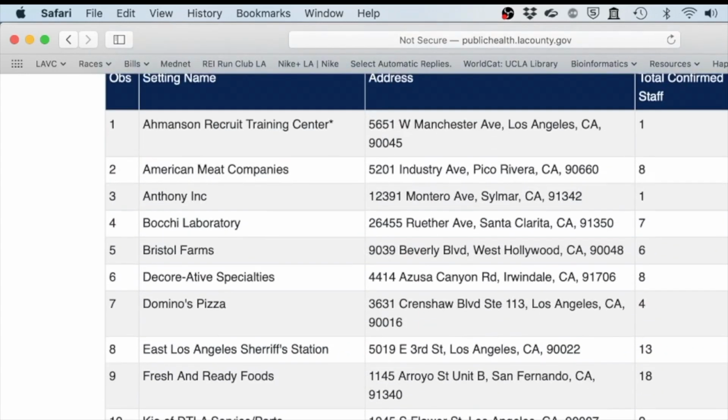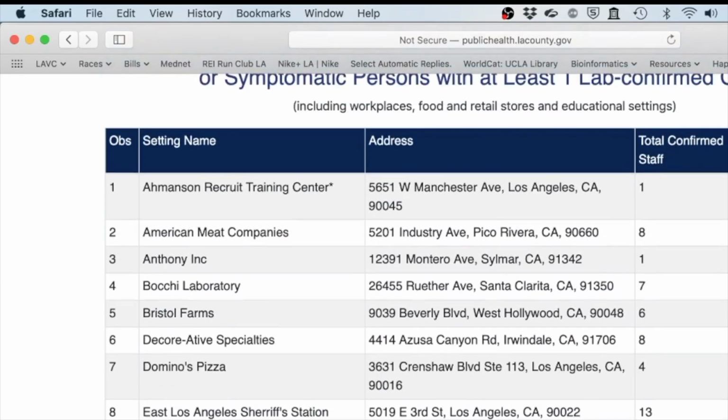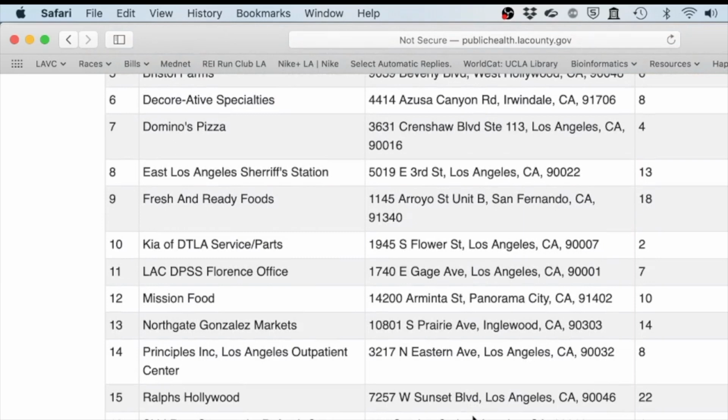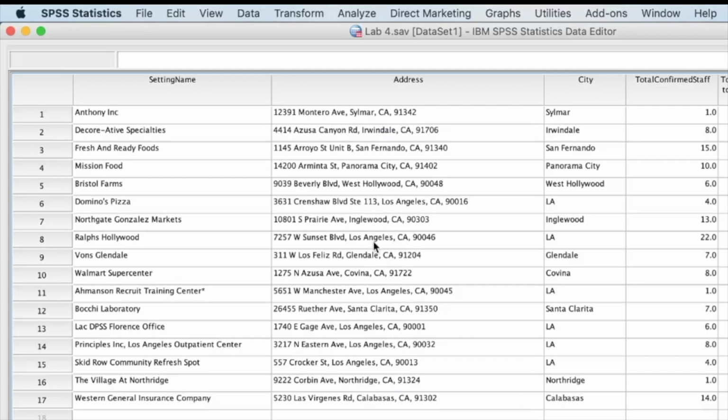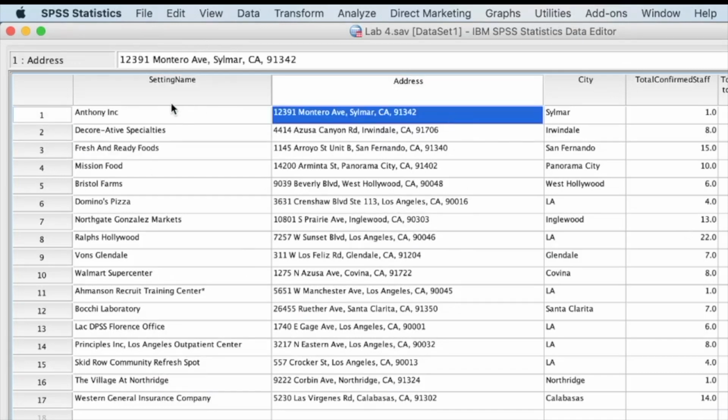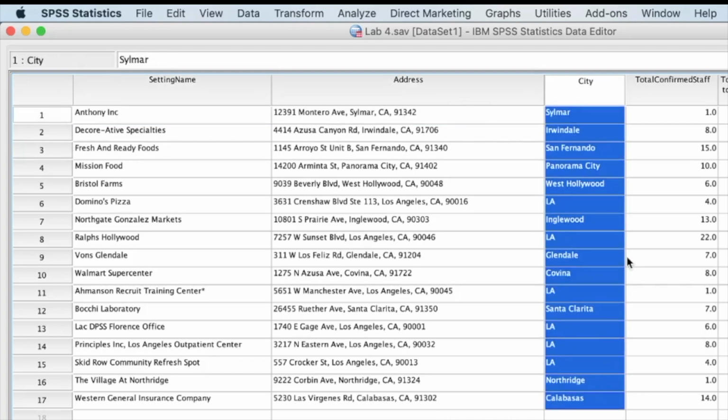So what I posted online was actually downloaded May 15th. Today there are a lot more cases than what I originally had, but we'll have to use the data that I downloaded. The way the data shows up is there's setting name, which is where the outbreak is, and then the address for that particular outbreak, and then the city. It's broken down by city.